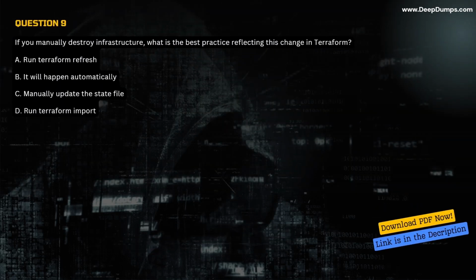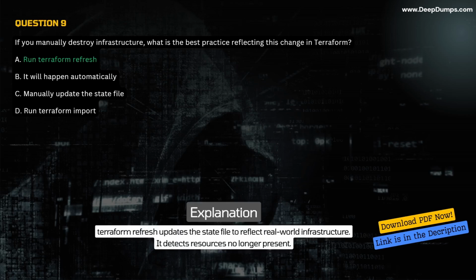Question 9. If you manually destroy infrastructure, what is the best practice for reflecting this change in Terraform? A. Run terraform refresh. B. It will happen automatically. C. Manually update the state file. D. Run terraform import. Correct answer A. Run terraform refresh. Explanation: Terraform refresh updates the state file to reflect real-world infrastructure. It detects resources no longer present.